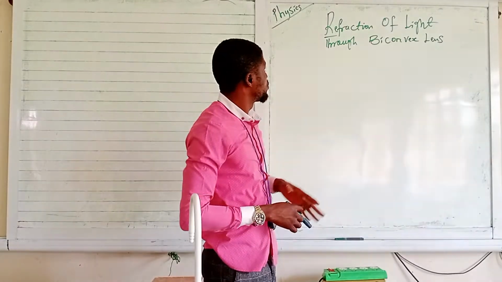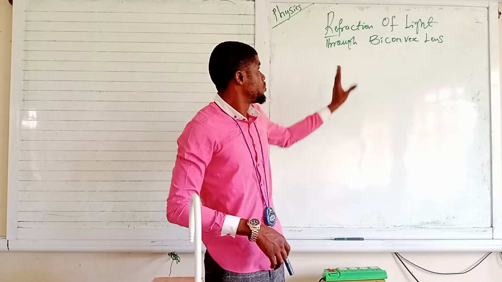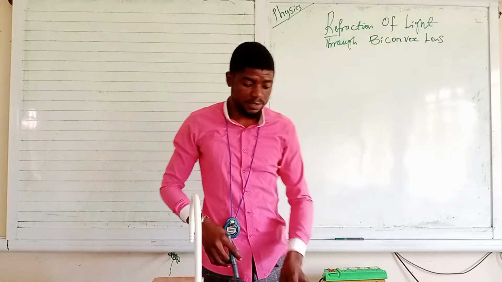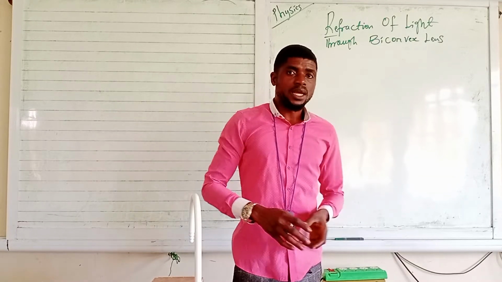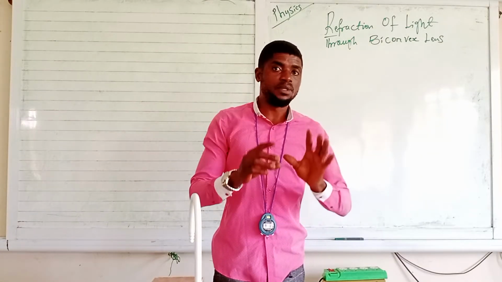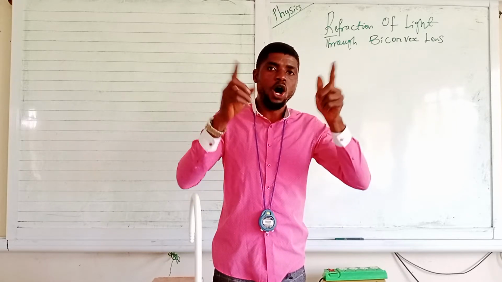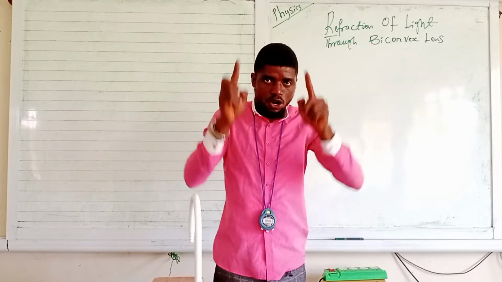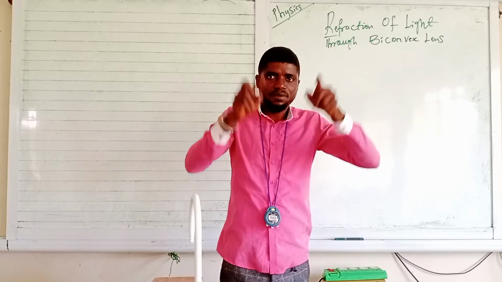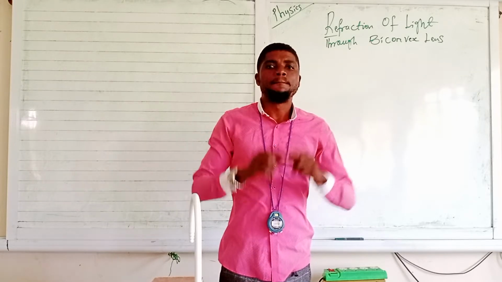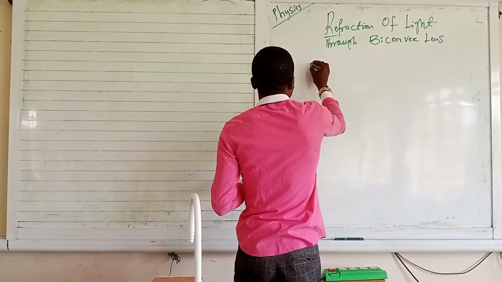Refraction of light through biconvex lens. Yes, people call it convex lens, but I prefer calling it biconvex lens. There are majorly two types of lens in physics. We have the biconcave and then the biconvex. Watch me. The biconcave, biconvex.